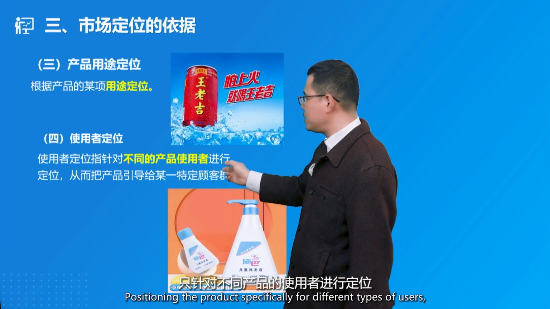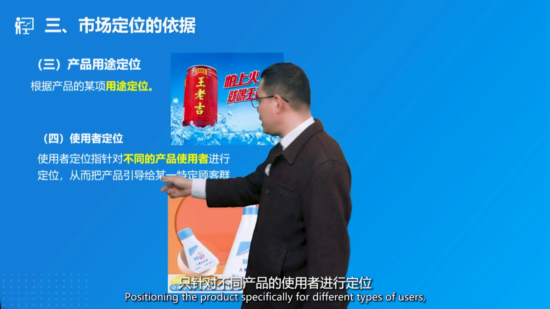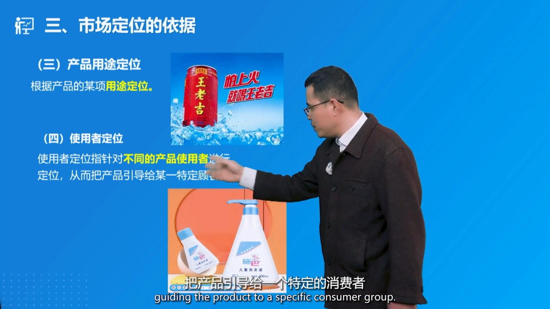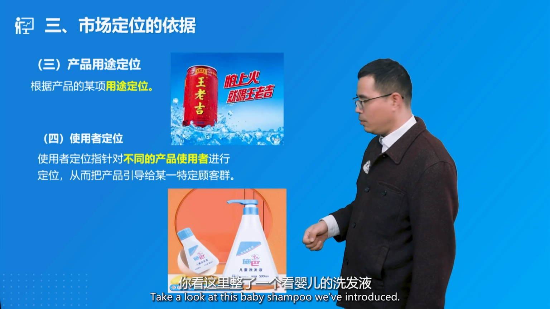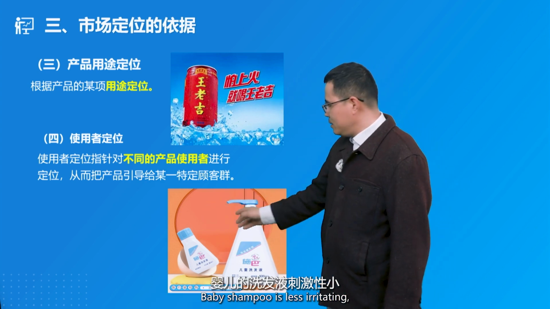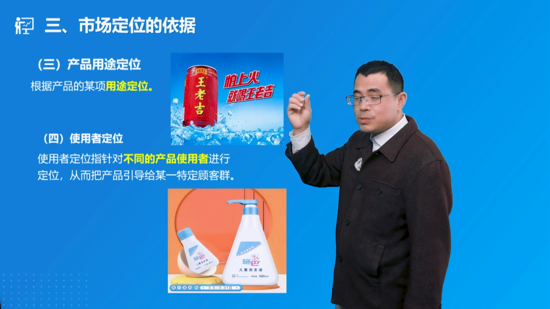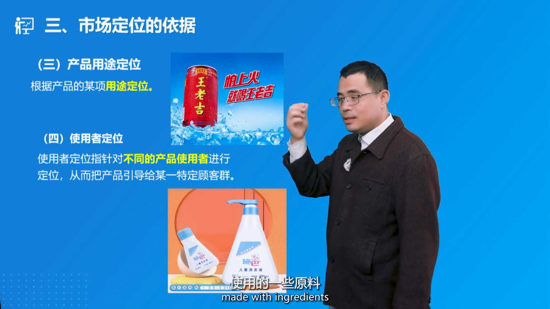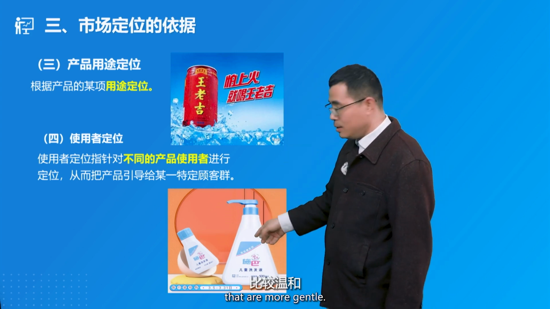Then there's user positioning, which means what? Positioning the product specifically for different types of users, guiding the product to a specific consumer group. Take a look at this baby shampoo we've introduced. Baby shampoo is less irritating, made with ingredients that are more gentle.